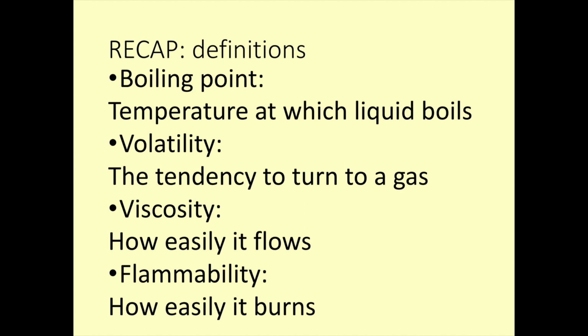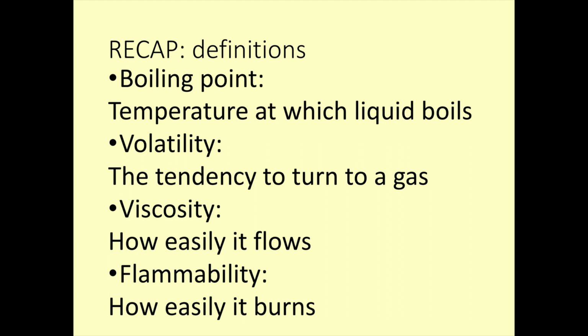Now the other properties, volatility, viscosity and flammability, as well as colour, also tend to follow a pattern linking to the carbon chain length. So our volatile substances are ones that are able to turn to a gas easier. They are also our shorter chain molecules. So methane is very volatile.